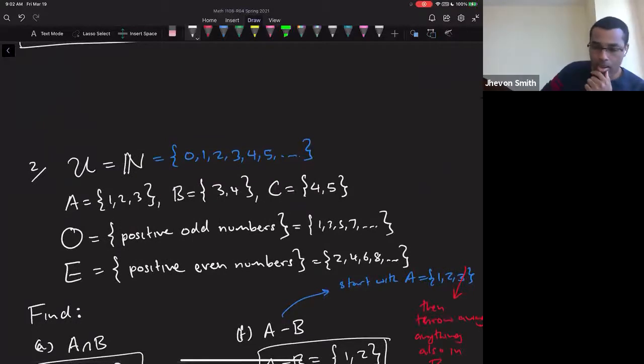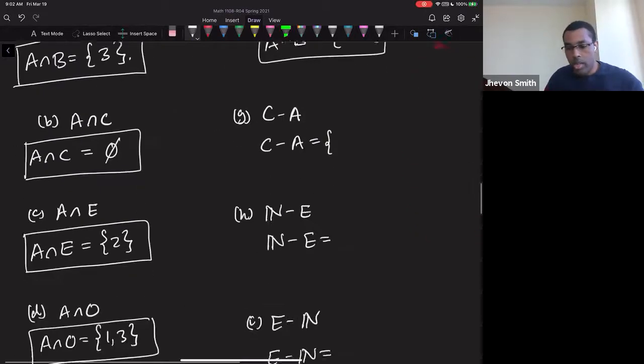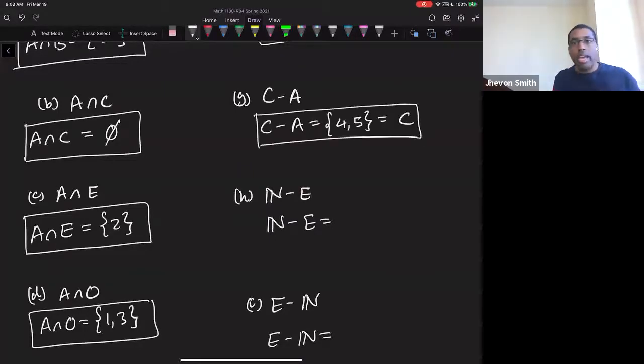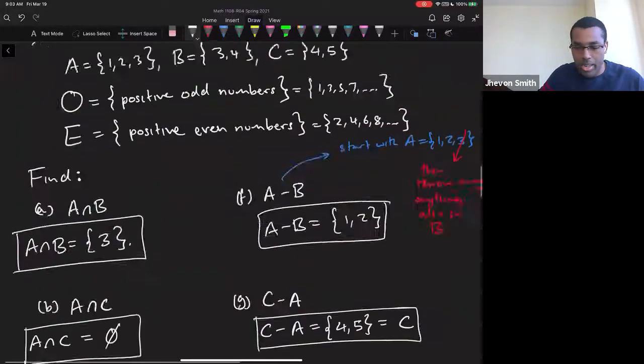C minus A. What is C minus A? The set containing 4 and 5. Yeah, in fact, it's just C, right? A and C had no one in common, so you couldn't throw away anything. So C minus A is actually just C. It's almost like you didn't take away anything.